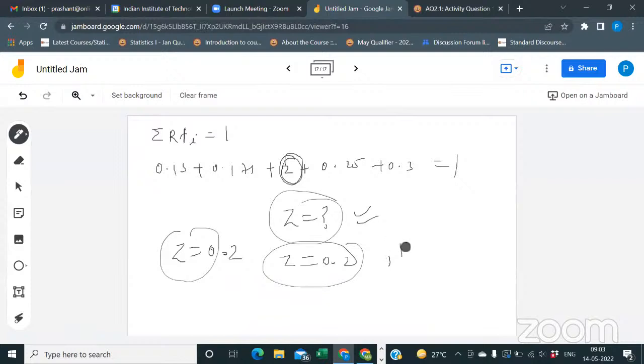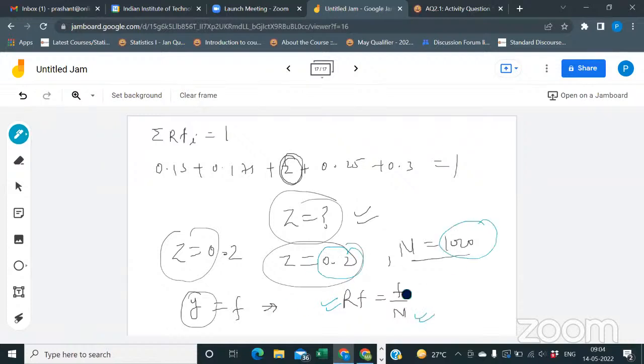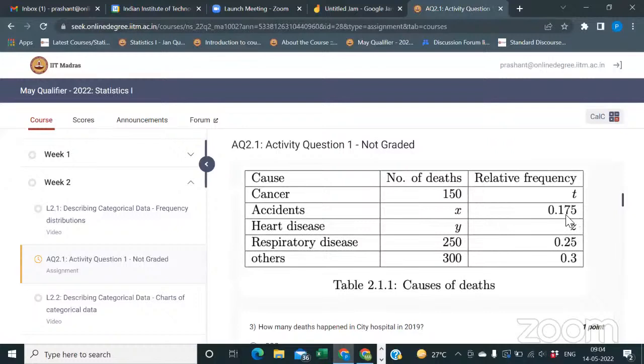Okay, and you have the value of N, 1000. Then you can calculate the Y. Y is the frequency, and you know the formula of relative frequency, nothing but frequency upon N. You have this relative frequency, which is 0.2. You have N, which is 1000. You can calculate Y. Similarly, in this one, relative frequency is given. You have N. You can calculate X. And you got the value of X and Y, and you can calculate X plus Y.